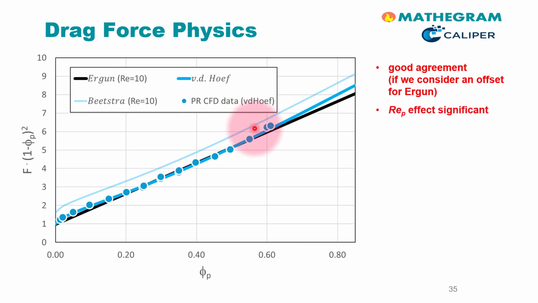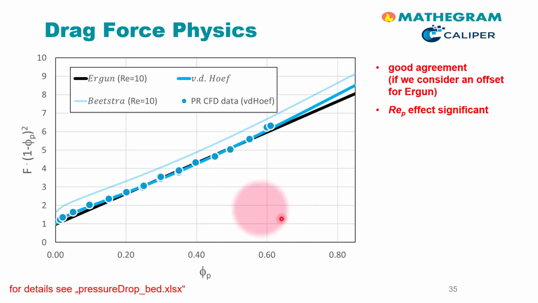Also, we see that the correlation of Beetstra evaluated for a Reynolds number of 10 yields considerably larger f values compared to that of the van der Heuvel correlation, which is valid in the limit of vanishing Reynolds number. Thus, the Reynolds number effect is important, which is why the correlation of Beetstra was such a big leap forward in the history of drag correlations.